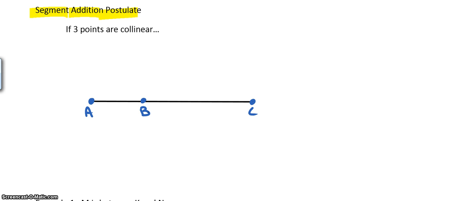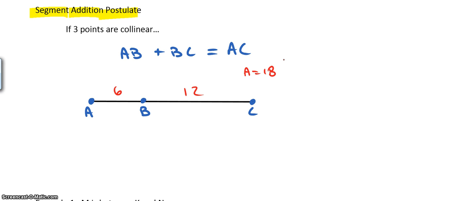What the segment addition postulate says is, if I take AB, the length of this piece, plus BC, the length of this piece, and add it all together, I get the length of AC, the entire thing. So for instance, if this is 6 and this is 12, AC would equal 18, 6 plus 12.